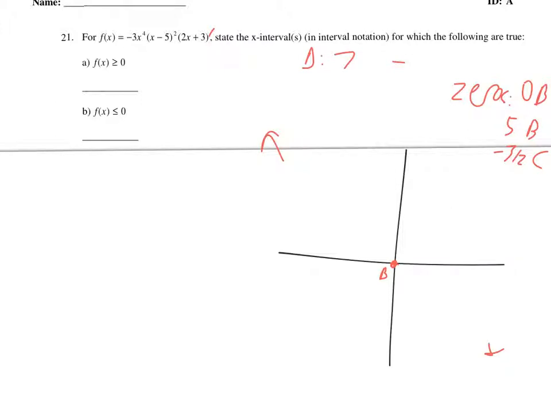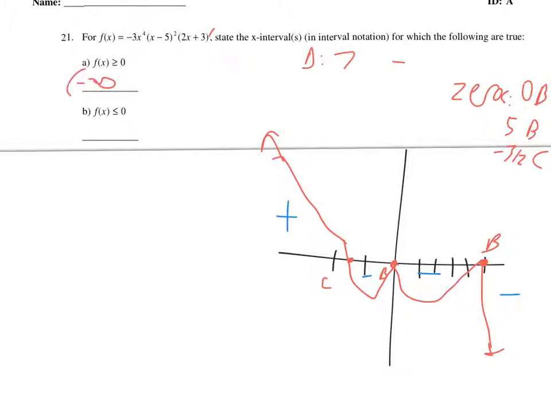And then -3/2, should be like -1.5 there, will be a cut. And then positive 5 would be a bounce as well. Okay, so we're going to cut through at -3/2. We're going to bounce there, and we're going to bounce there. And it's asking us where it's greater than or less than 0, so that's above or below the x-axis. So where is it above the x-axis? I think it's pretty obvious that -infinity to -3/2 is going to be that interval.